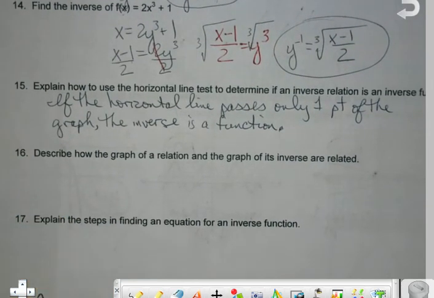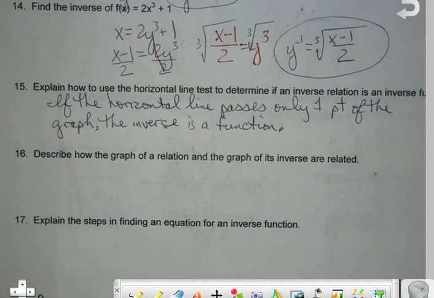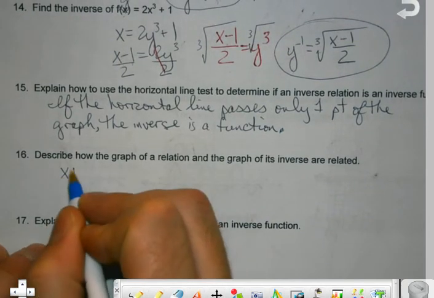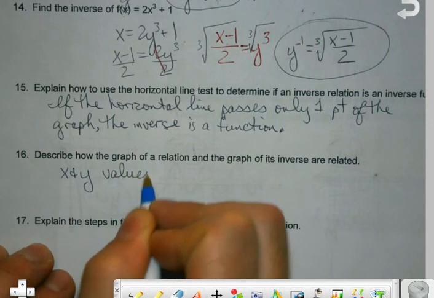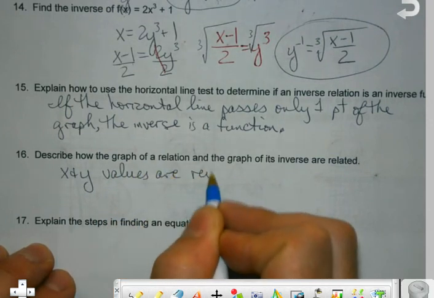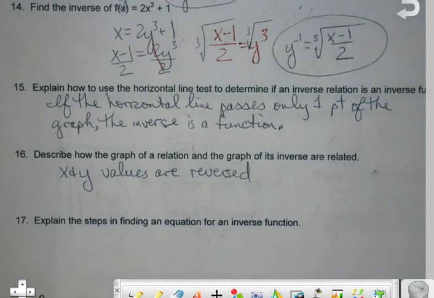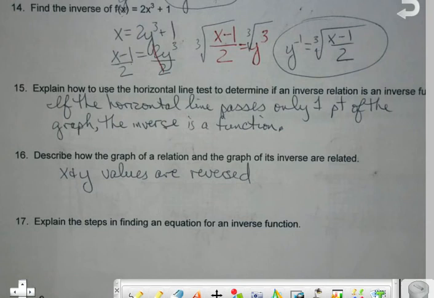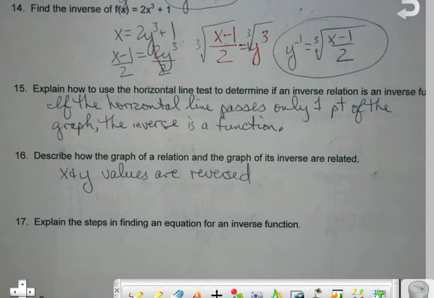Describe how the graph of a relation and its inverse are related. I'm going to show you this picture-wise in a moment. But what happens is the x and y values are reversed. Like when we had that chart on the front and we just switched the x's and y's, if I were to plot those points, and I'm actually going to physically do that here in a minute so you can see how this works. It's like a mirror image basically over the line y equals x, and I'm going to show you that. We'll get that up in just a second.